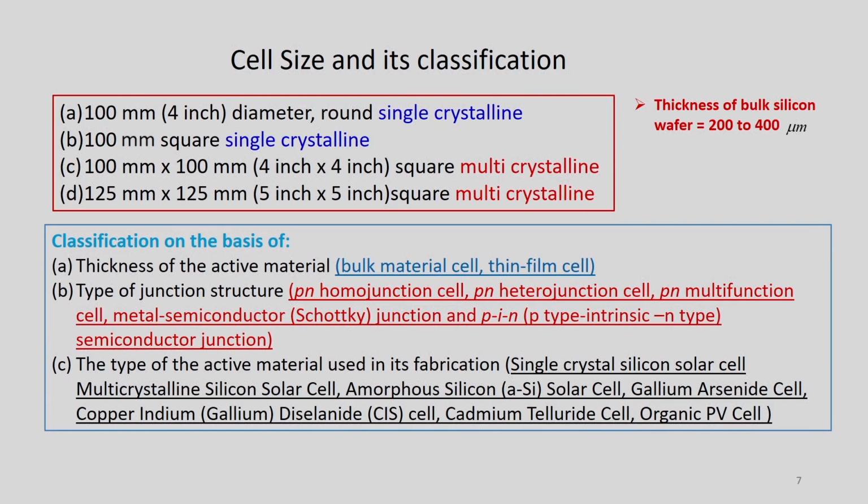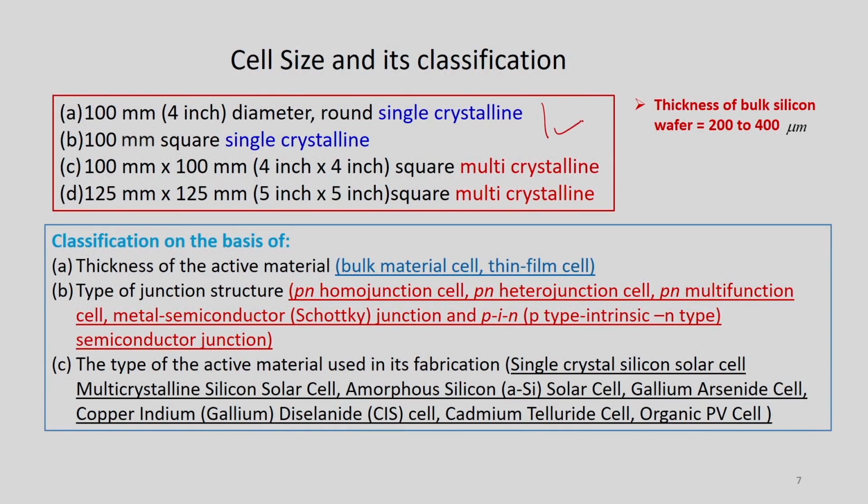Like 100 millimeter diameter round for single crystalline, and again for single crystalline the 100 millimeter area is normally recommended by industry. In case of multicrystalline, it is something like 100 millimeter by 100 millimeter, or maybe sometimes 125 millimeter by 125 millimeter. The thickness of this silicon wafer, which industry normally prefers, is in the range of 200 to 400 microns. And these PV cells are classified based on different aspects.